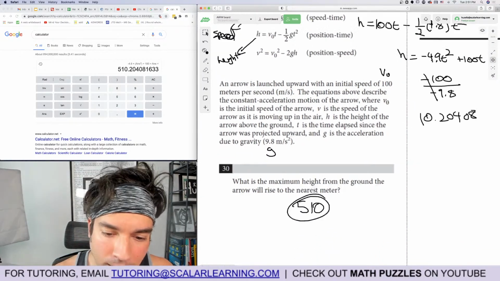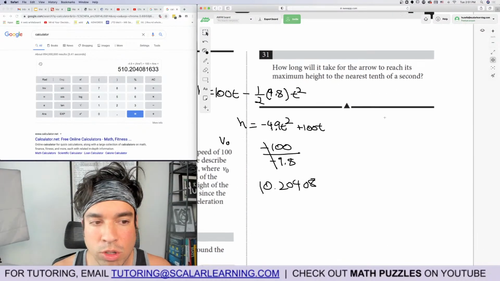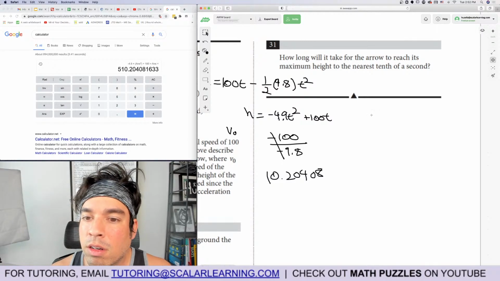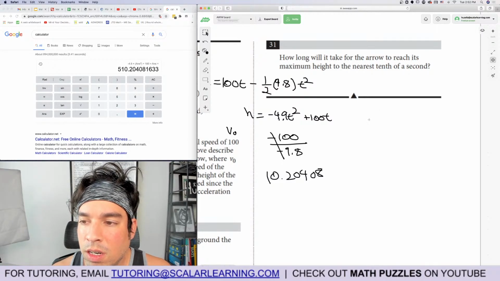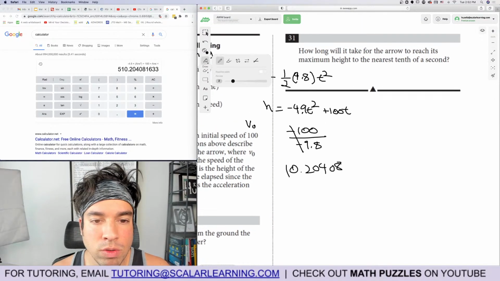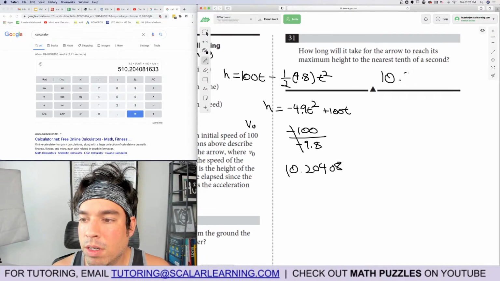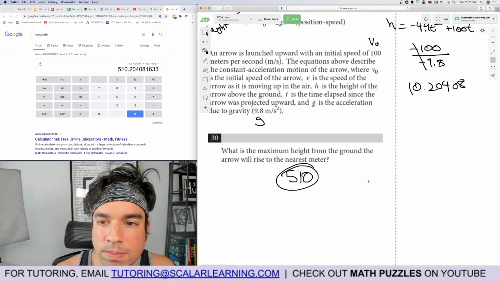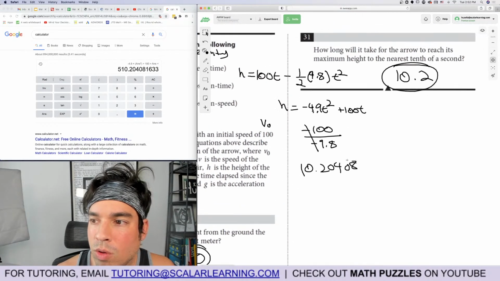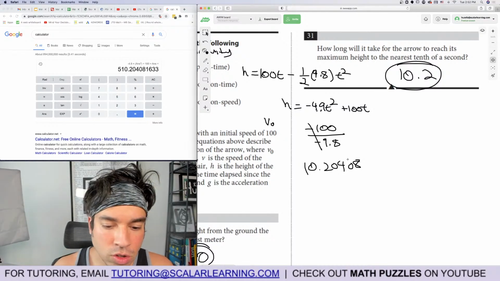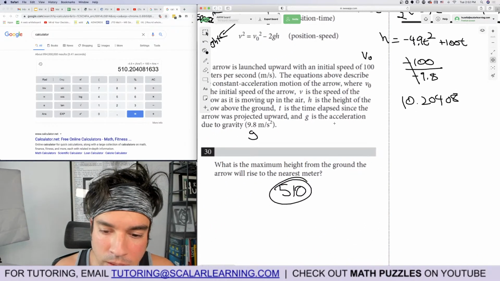I don't have a ton of time. Oh, this is the last question. So I'll go back to that. Let me think about this. How long will it take for the arrow to reach its maximum height? We just solved it. It's 10.2. Oh, wait a minute. That wasn't bad. Hold on. Is 31 the last question? Yeah. How long will it take for the arrow to reach its maximum height? Because we just solved that, right? Hold on. Did I understand this?